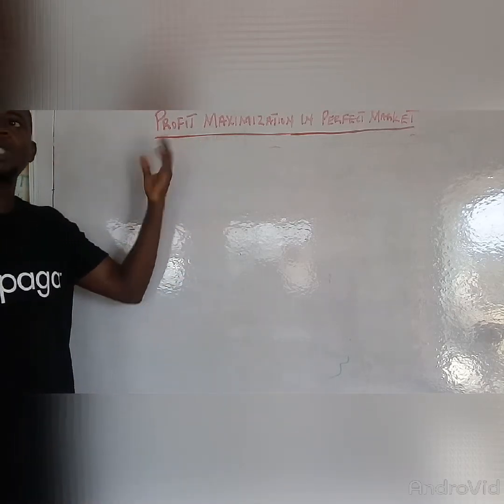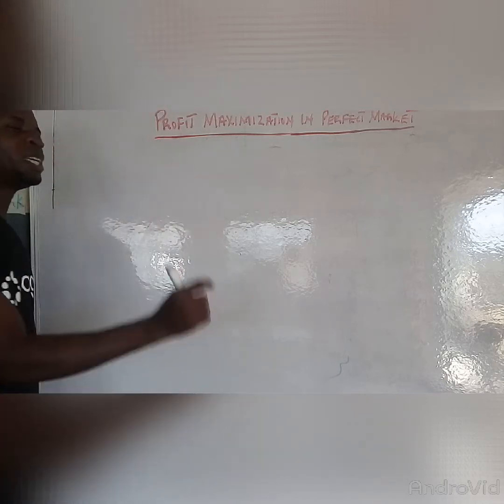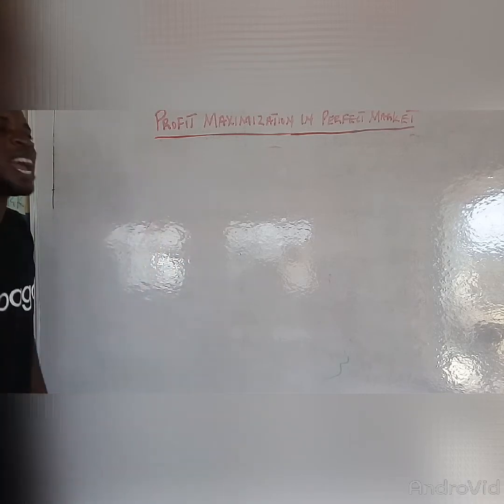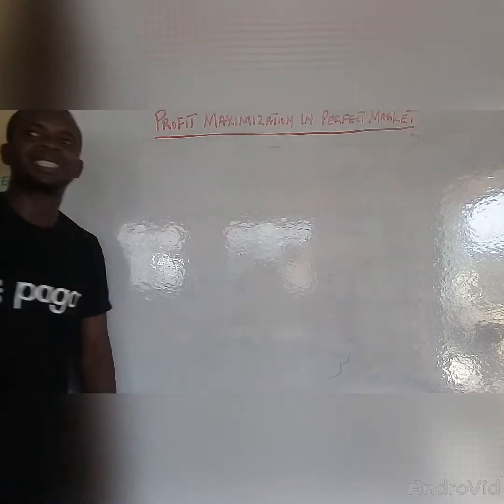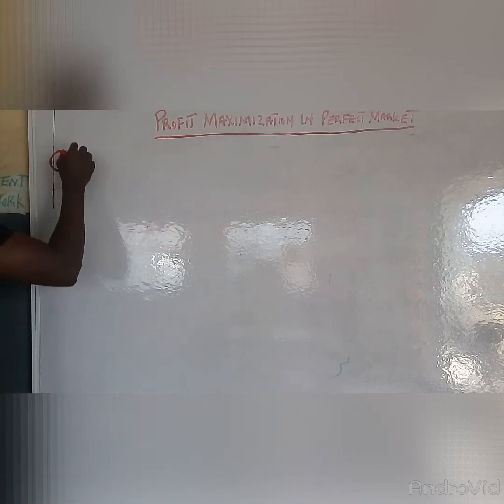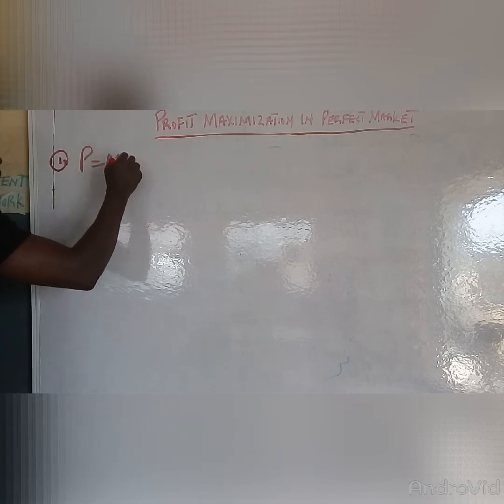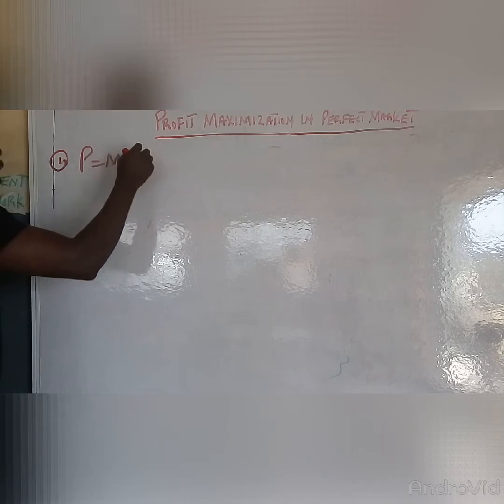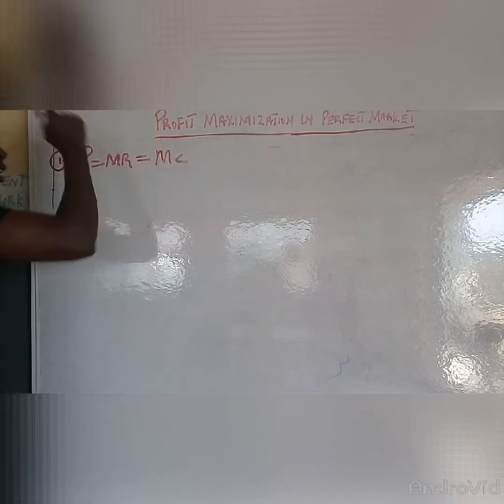Now, what do we mean by profit maximization? We are looking at the point at which highest profit is made. So the question is, at what point is the highest profit made in perfect market? So that is the concern. In a simple form, there are two conditions which must be met before a seller can make highest profit in this market. The first one is P must equal MR, which is marginal revenue. This is, price must equal marginal revenue, which is MR, and must equal marginal cost, which is MC.